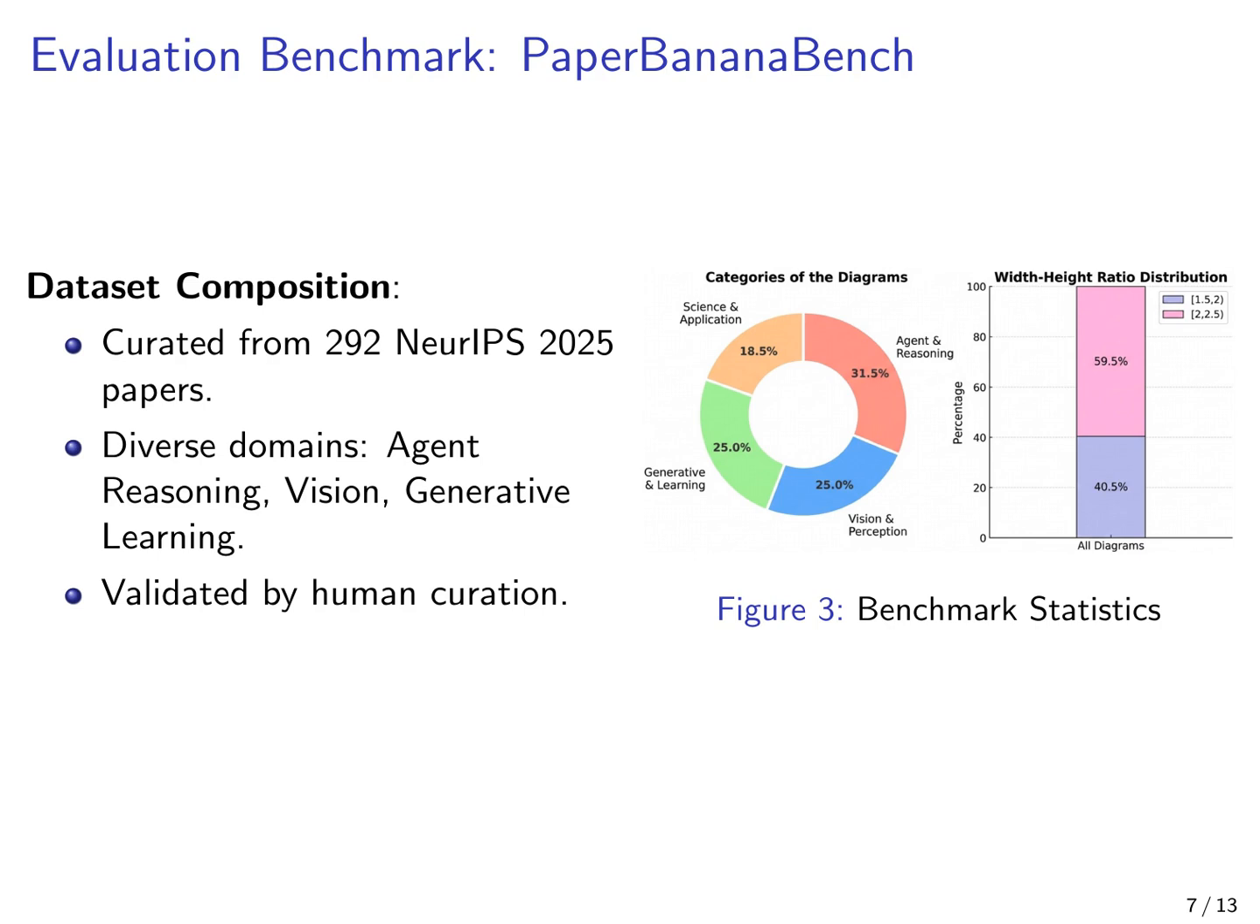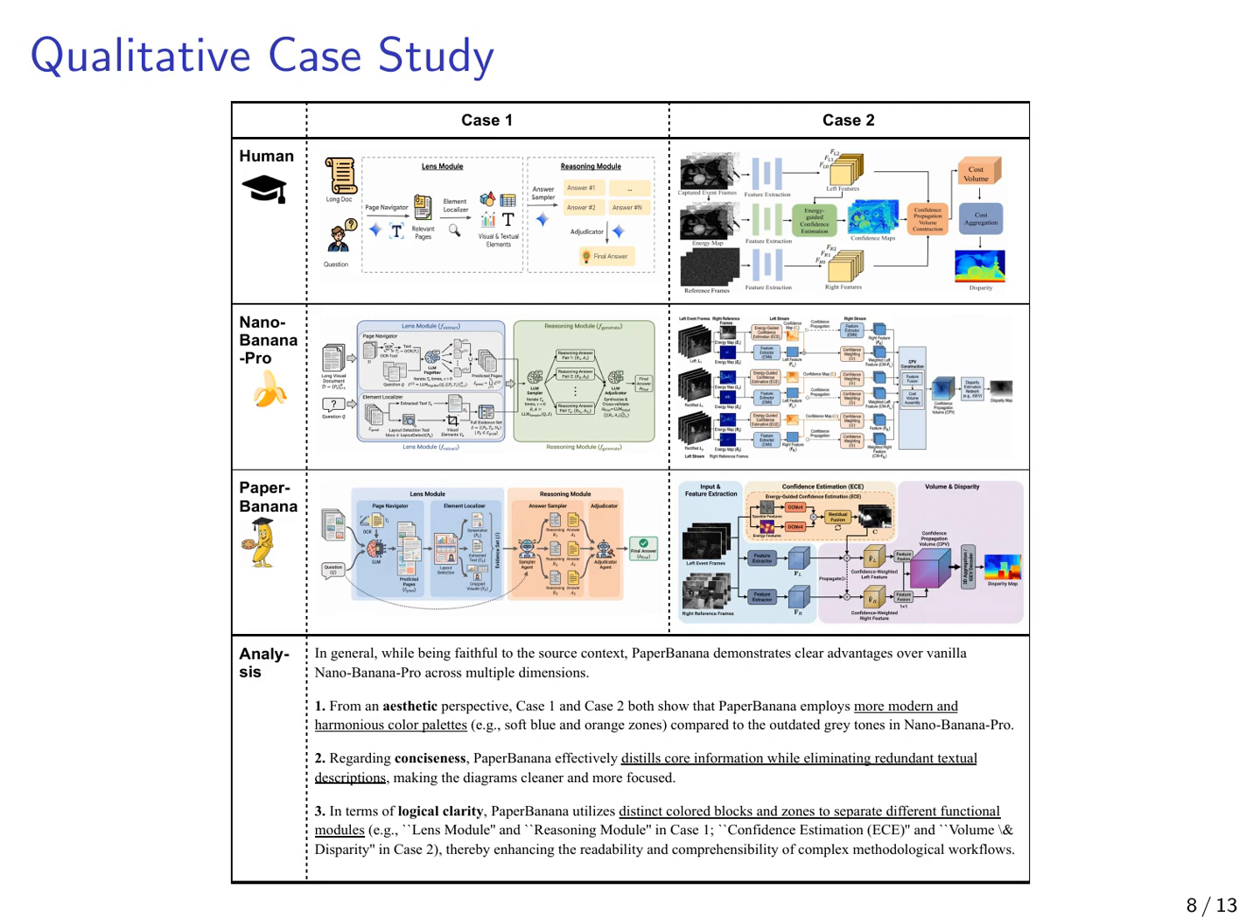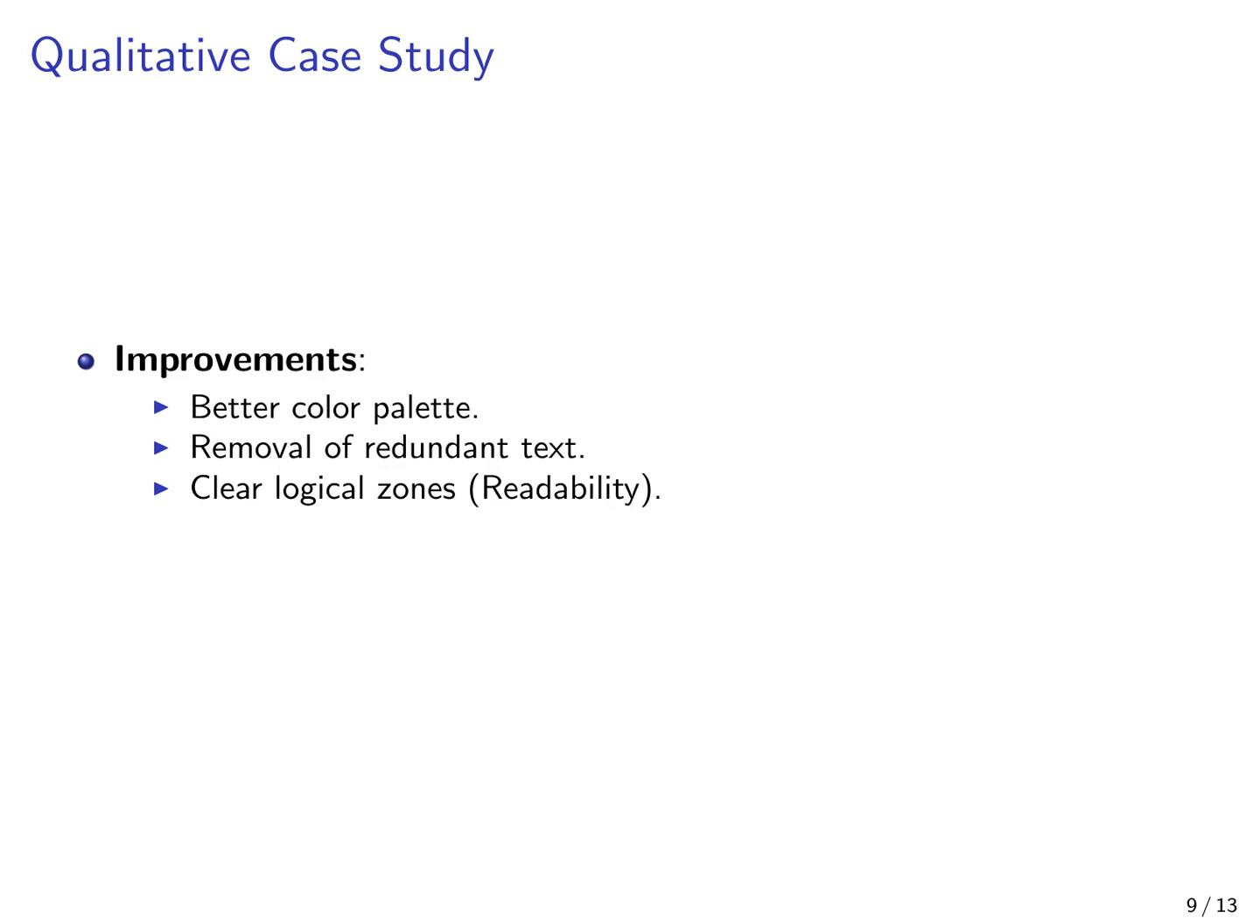Now, quantitative metrics are great. We all love our tables and numbers, but for something as visual as this, a side-by-side comparison can be incredibly telling. So let's take a look at a case study from the paper, where they put PaperBanana head-to-head with a strong baseline model. And wow, this case study really says it all, doesn't it? I mean, the baseline's output on the left is fine, it's functional, but now look at the PaperBanana result on the right. The color palette is so much better. It gets rid of all that redundant text to improve focus, and it even uses these colored zones to clearly separate the different logical parts. It's not just prettier, it is fundamentally easier to understand.